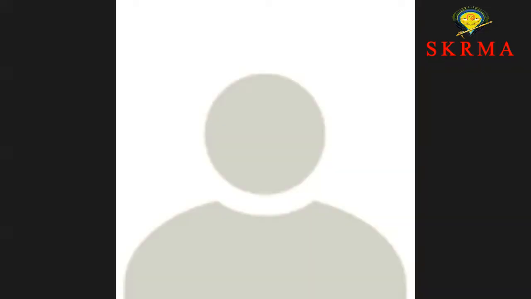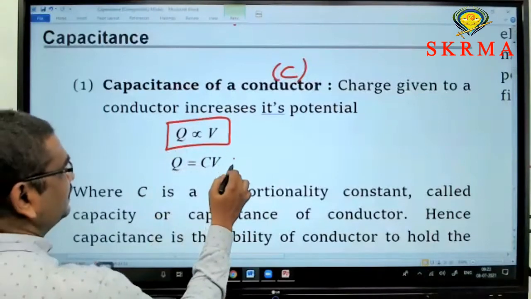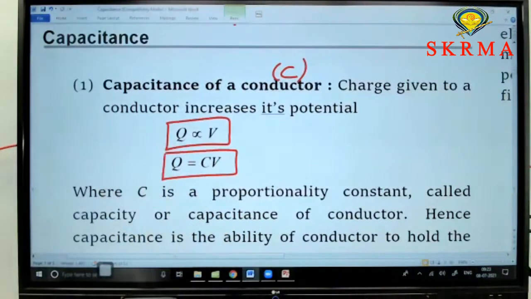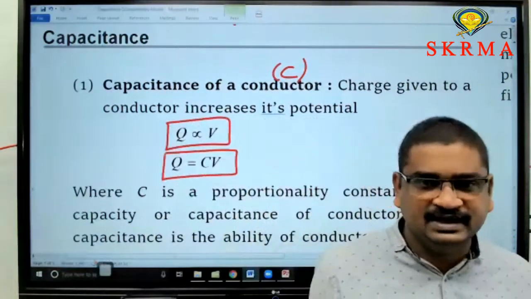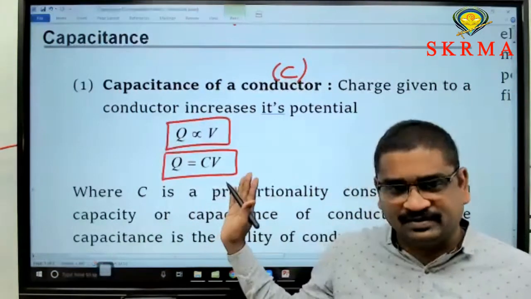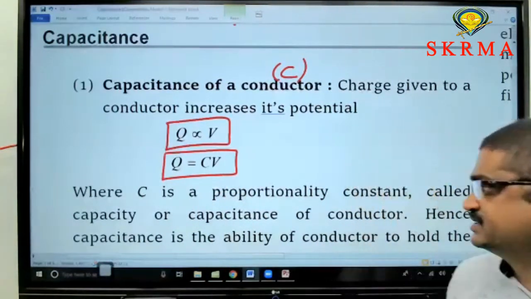Now, to remove this proportionality, we need to introduce some constant. That constant, let it be C. From this equation, we can say that Q equal to CV. This is the basic relation for the capacitors or condensers. From this basic relation only, we are going to solve the remaining equations.